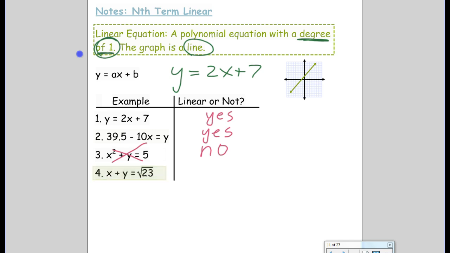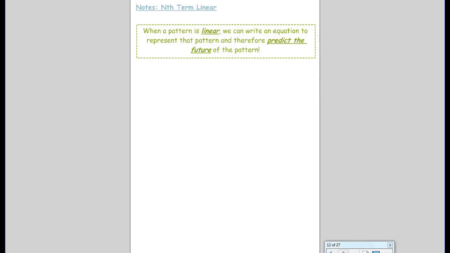Last one. X plus y equals square root of 23. Is it x to the 1? Yeah, it's still x to the 1. So that one's linear. They were all linear except for number 3. As long as you wrote down just one example, you're fine.